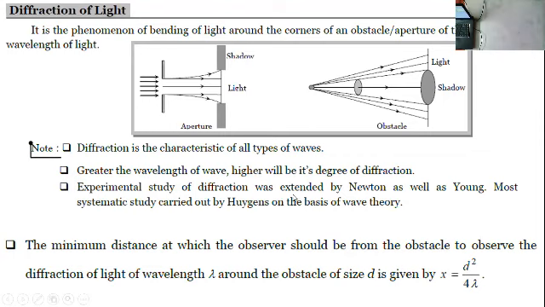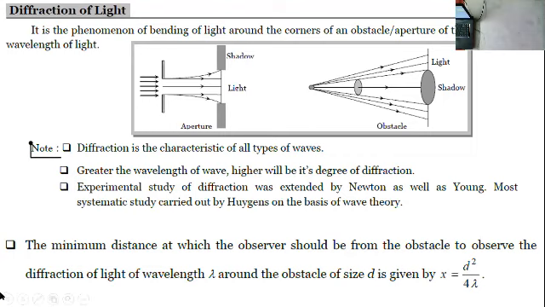Experimental study of diffraction was extended by Newton as well as Young, and most of the systematic study was carried out by Huygens on the basis of wave theory. So many experiments were conducted. First it was extended by Newton, so Newton explained this first, then Thomas Young. But Huygens carried out more study on the diffraction of light.